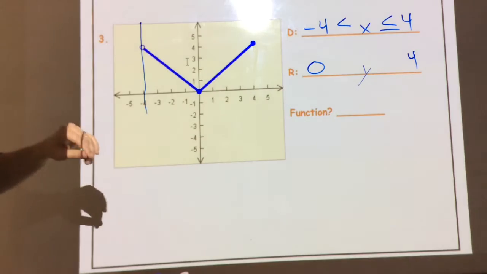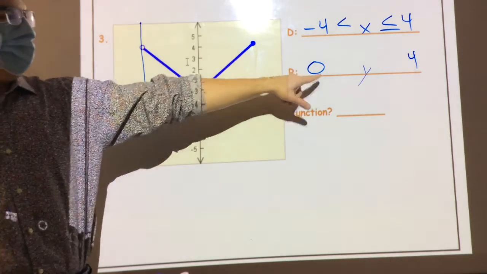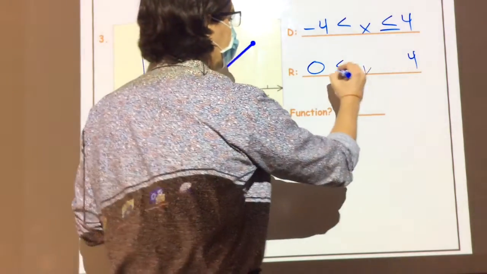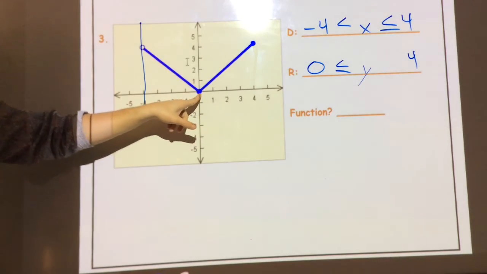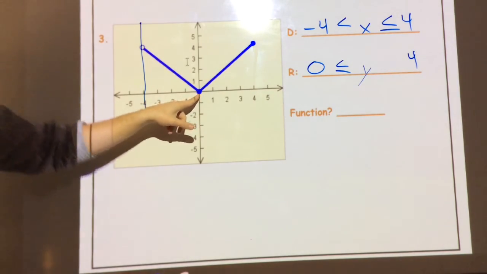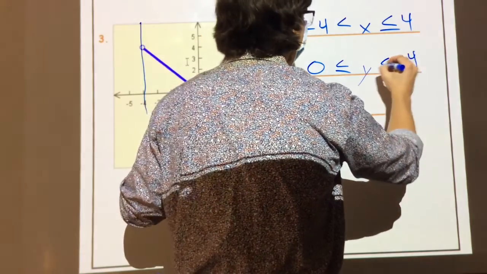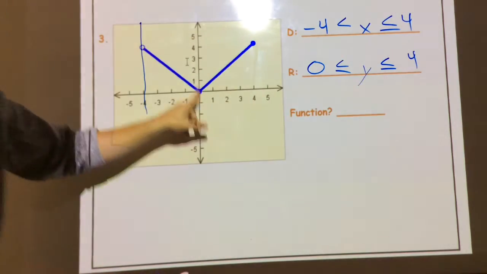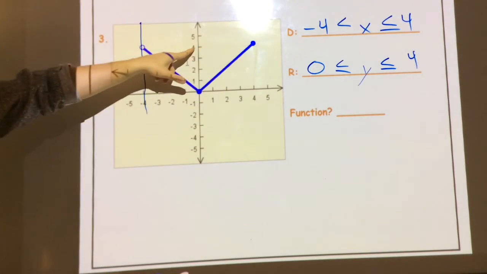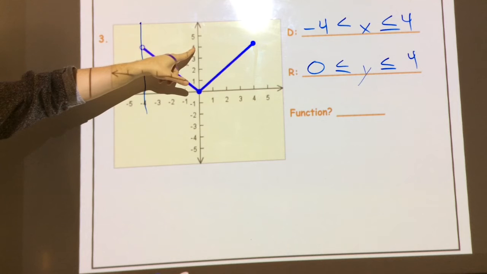So what I'm telling you is 0 is less than or equal to y, because again, I've got the closed circle. We're all okay there. And it's also less than or equal to 4, because on this one, I do have a closed one. Can we understand that? Why don't you use the other dot?